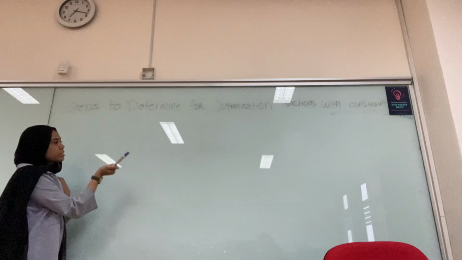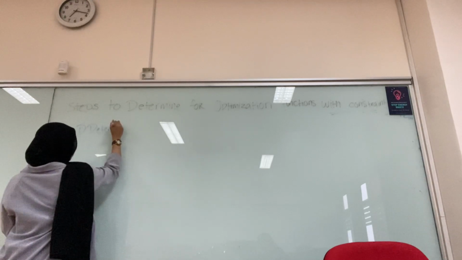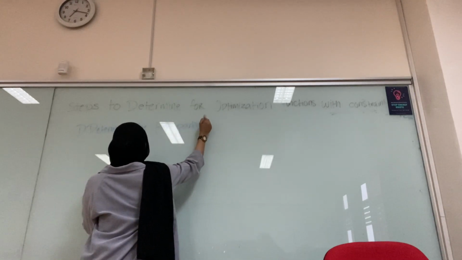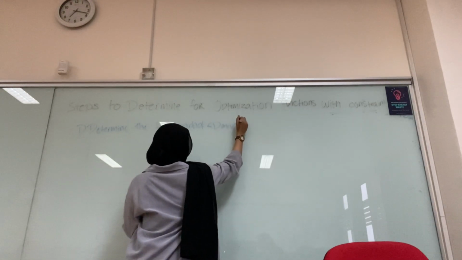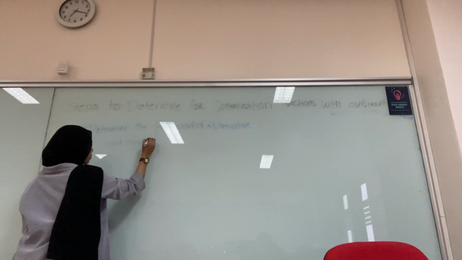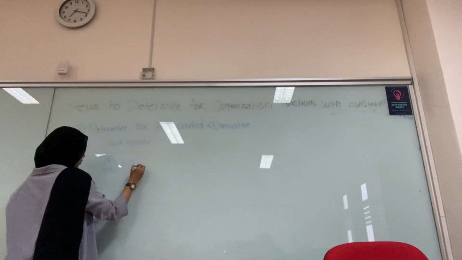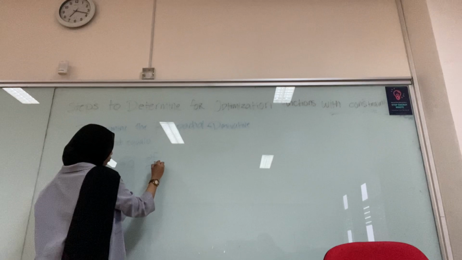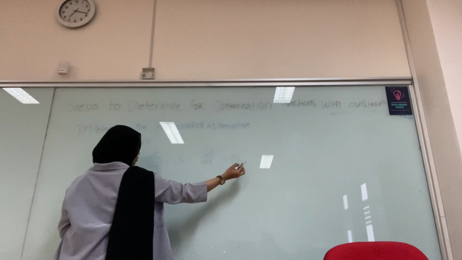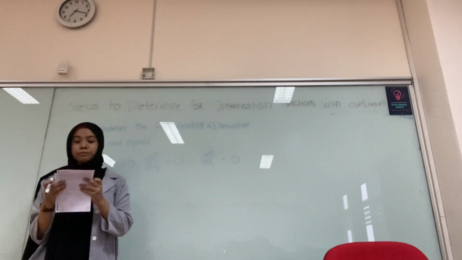So now we'll go through the steps to determine optimization of functions with constraint. The first step is to determine the first partial derivative, and it should be equal to 0. So we'll get three variables, three equations, which are df over dx equals 0, df over dy, and lastly df over d lambda. When we get three equations, we'll use them to eliminate and substitute with each other.